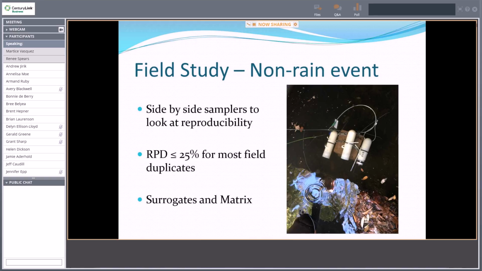We were seeing a relative percent difference of less than 25% for all compounds that were detected in those field duplicates. We did see some loss of those field surrogates upon deployment, depending on how much volume was moved through. And depending on how much volume was moved through and how much matrix was stuck on those cartridges, we did see some effects on our instrumentation in terms of analyte suppression, probably due to matrix effects.